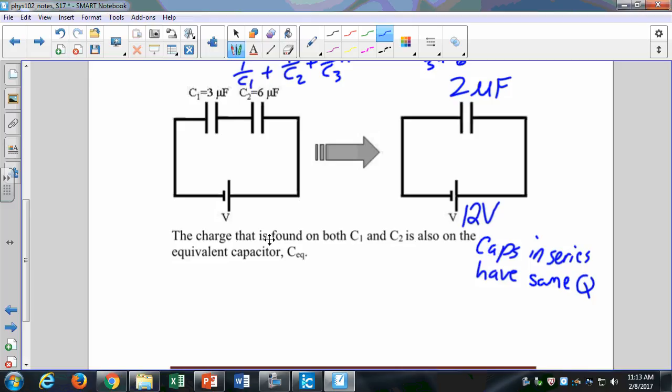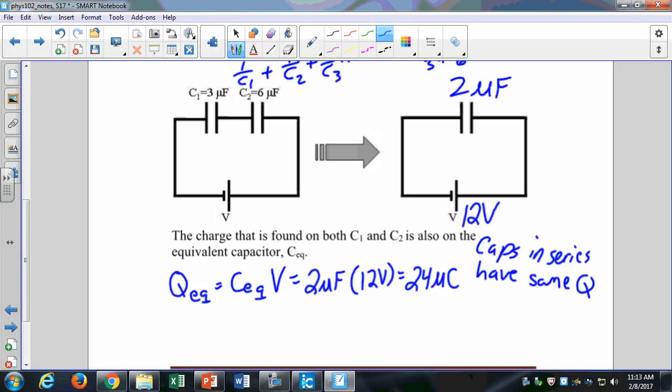So the charge on the equivalent, Q on the equivalent capacitor, is going to be C equivalent times V. And in this case, that's going to be 2 microfarads times 12 volts. And that's equal to 24 microcoulombs. I'll have 24 also on this one and on this one. Because you know what? Capacitors in series have the same what? Have the same charge. Capacitors in parallel have the same voltage. Capacitors in series have the same charge. So those are two sets of rules that you'll need to think about. Capacitors in series have the same charge. Capacitors in parallel have the same voltage.